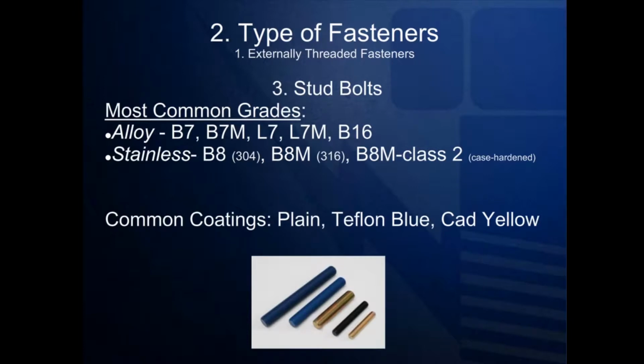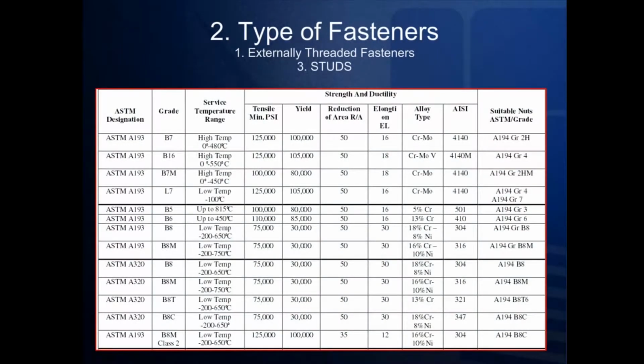Much like peas and carrots, B7 studs should always be mated with 2H nuts. We'll cover coatings later in this video, but one thing you should always do is mate like coatings with like coatings. For example, if you have a Teflon coated B7 stud, you should always mate it with a Teflon coated 2H nut. Here you will find a chart comparing several of the more popular ASTM grades.